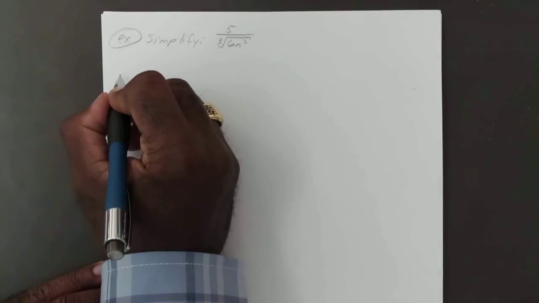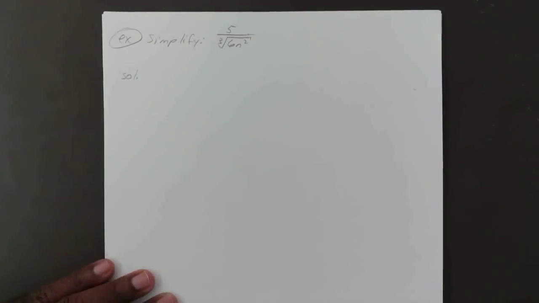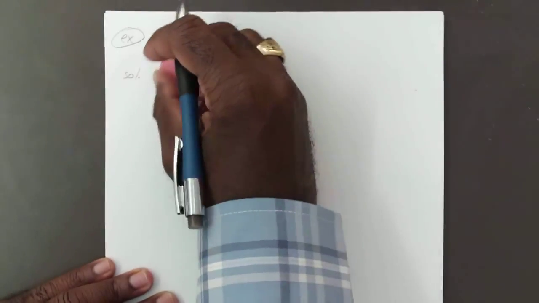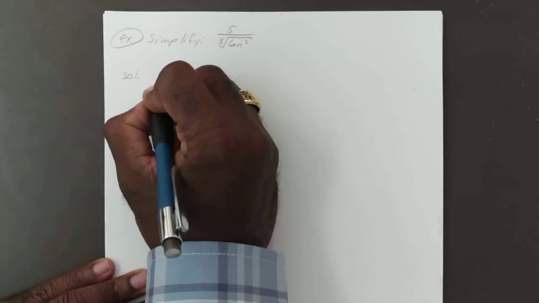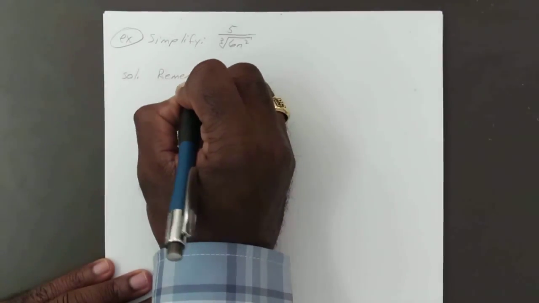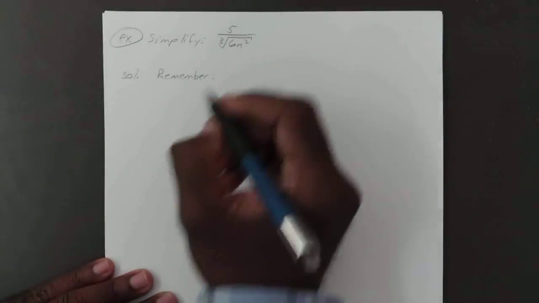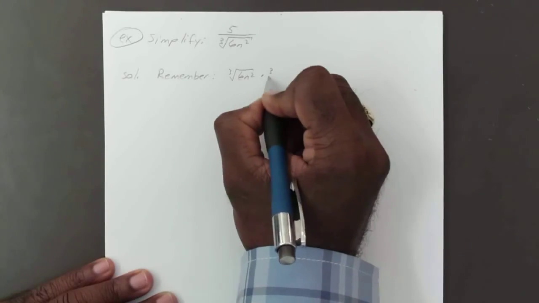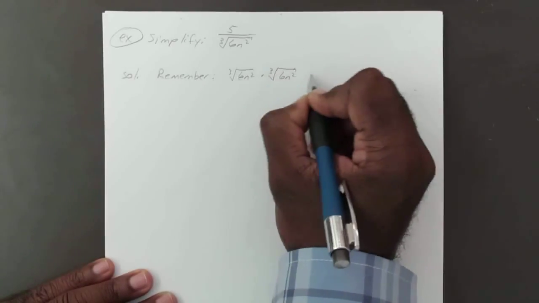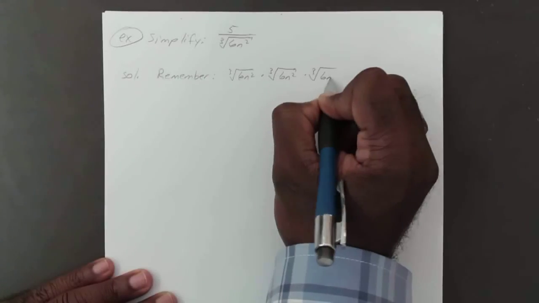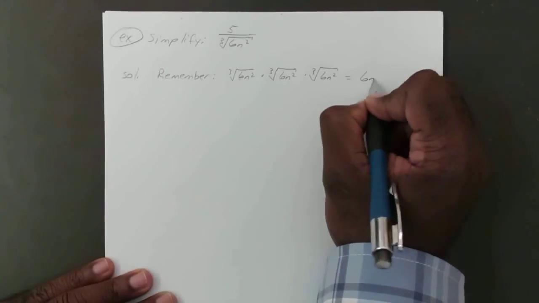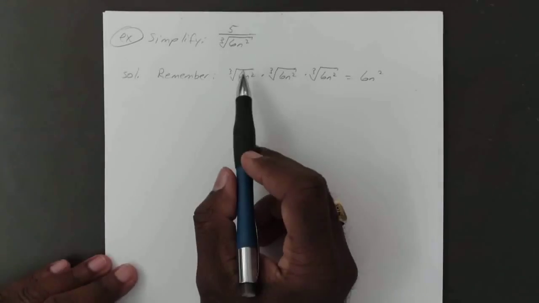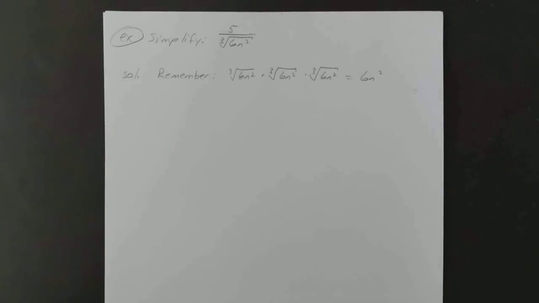Alright, so for this one, you just want to remember, let's clean that up some. The cube root of 6n squared times the cube root of 6n squared times the cube root of 6n squared is equal to 6n squared to the third power. They both cancel.